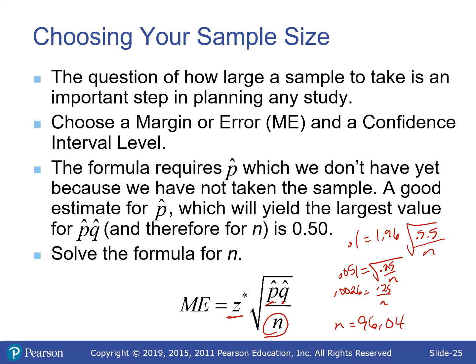So 96.04. Now, generally speaking, that would round down. But if you round down and your proportion does actually happen to be 0.5, your margin of error is not going to be 0.1. It's going to be like 0.1001. It's going to be bigger than 10%. And so when you find your n, you always round up. So we're going to use n equals 97. You always round up for your n. So that's how you can figure out the sample size you need for your sample, before you ever find your sample. And that'll get you the margin of error that you want to have.